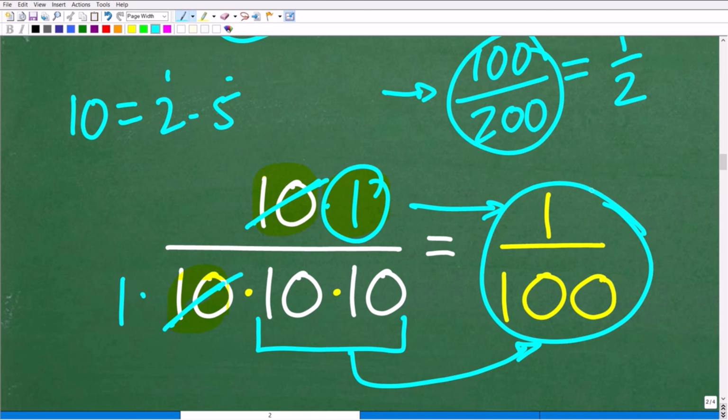You're being strategic about simplifying your fractions. You don't want to do all the multiplication. It wouldn't be so bad, but you would have ended up with 10 over 1,000, and then you need to reduce again.